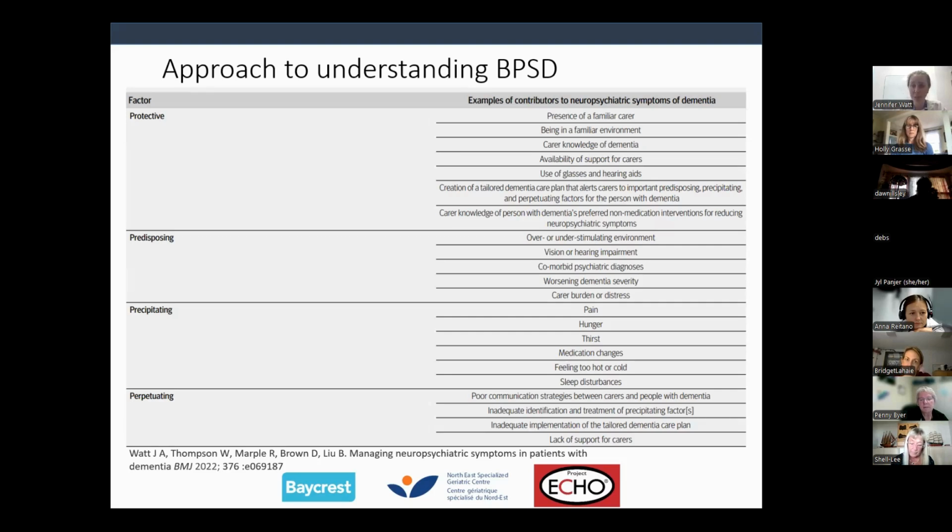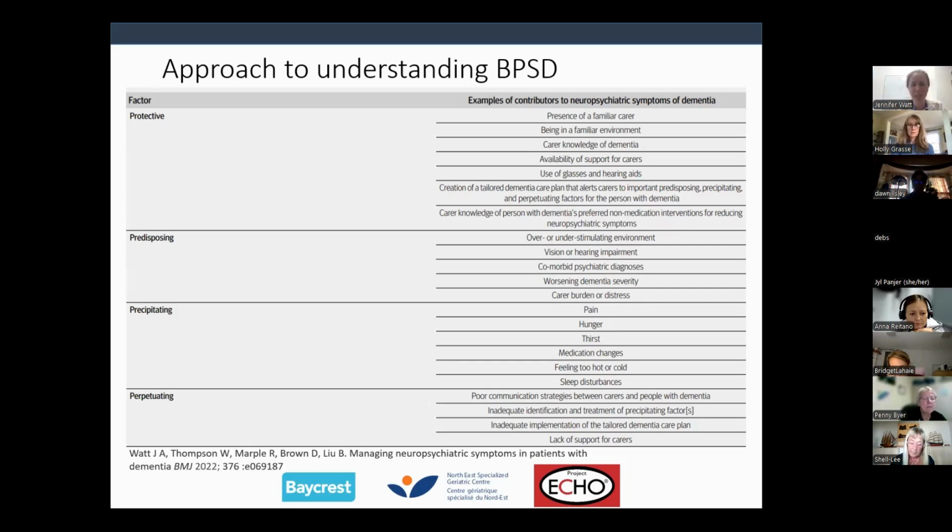Then we might also think about predisposing factors, so things that could make it worse, whether it be related to the person themselves, the environment, or things that are impacting their carer. And those are some examples there. Then we also want to think about, what precipitated this behavior or psychological symptom that I'm seeing right now? Is there an acute trigger that I can identify? And then perpetuating factors as well. So you can always break it down into these four things for geriatric syndromes in general.